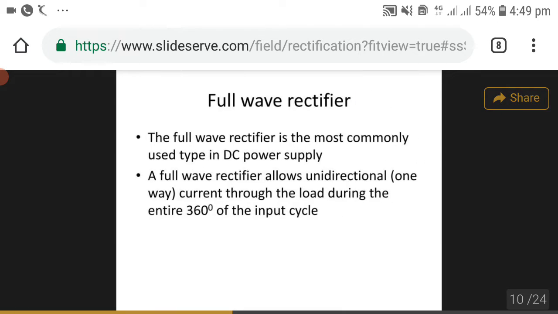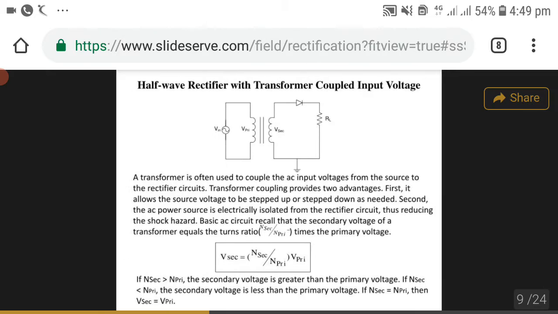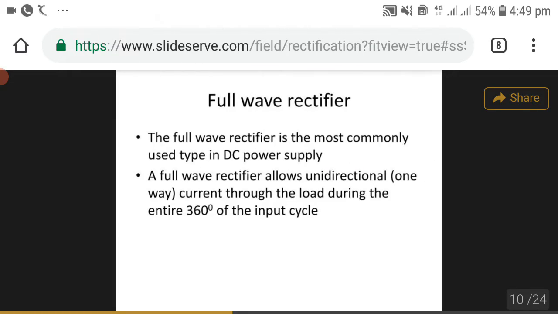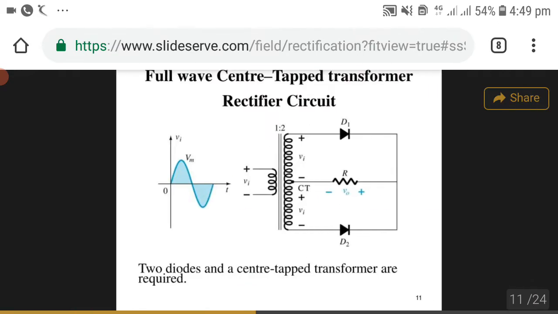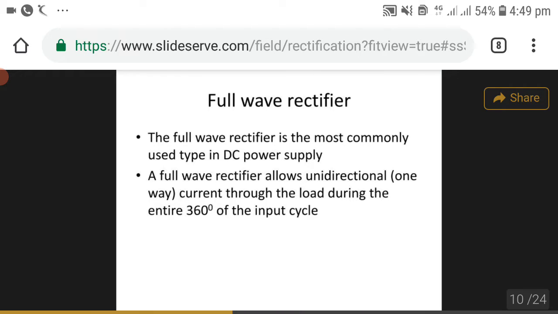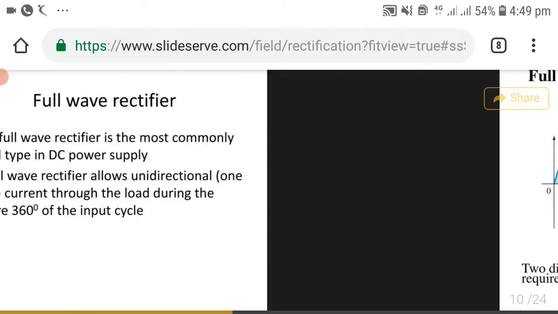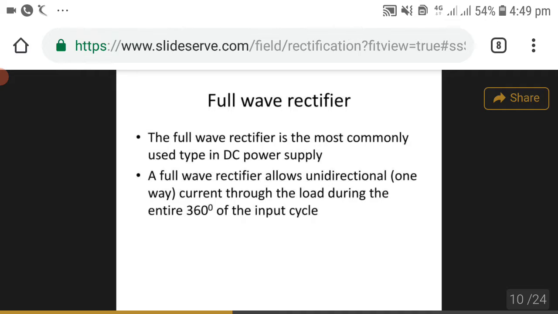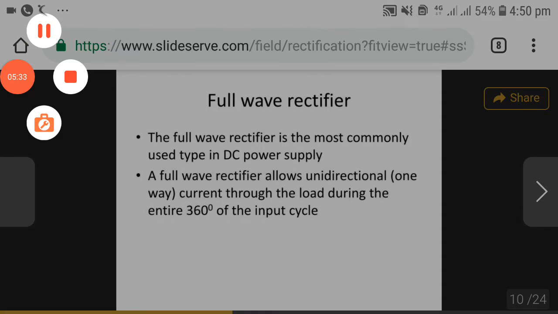Second topic is full wave rectifier. The full wave rectifier is the most commonly used type in DC power supply. The full wave rectifier allows a unidirectional, one way current through the load during the entire 360 degrees of the input cycle.